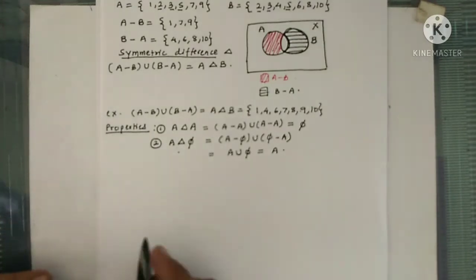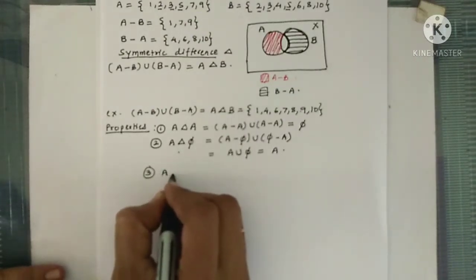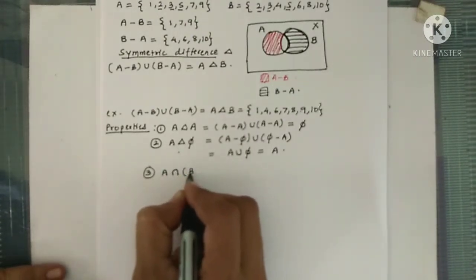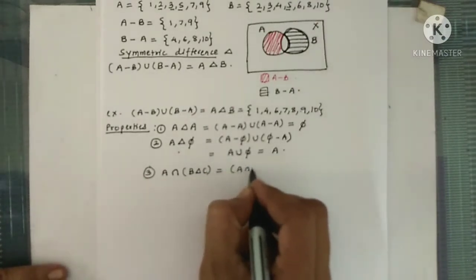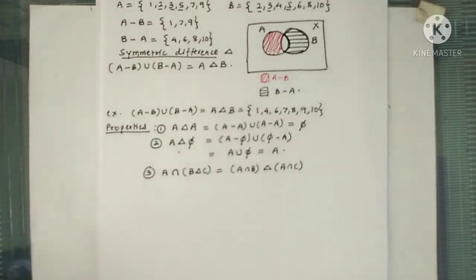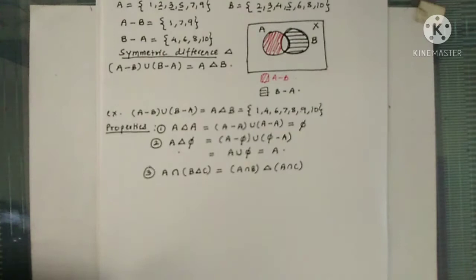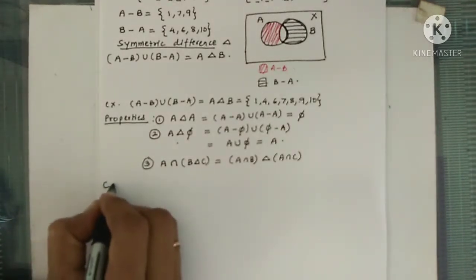Now if we take A intersection B symmetric difference of C, then it is A intersection B symmetric difference A intersection C. So it is A intersection B and A intersection C symmetric difference. A intersection B symmetric difference with C. So these are properties of difference of sets.